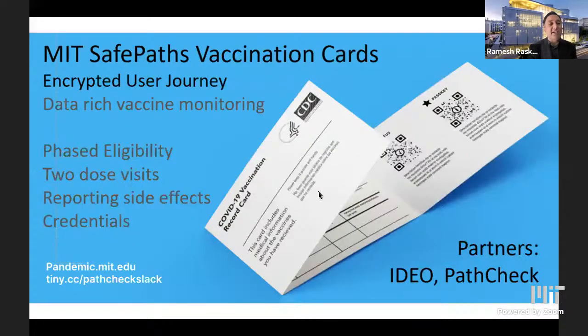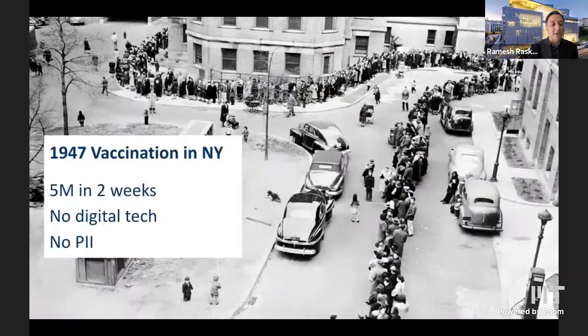And just to give you an idea of what we mean by vaccination cards, these could be paper cards with verifiable credentials on them that would allow encrypted user journeys and data-rich vaccine monitoring. And it's not just for whether you're vaccinated or not, but it's for a full user journey of phased eligibility, 2-dose visits, reporting of side effects and adverse reactions, as well as credentials and passports.